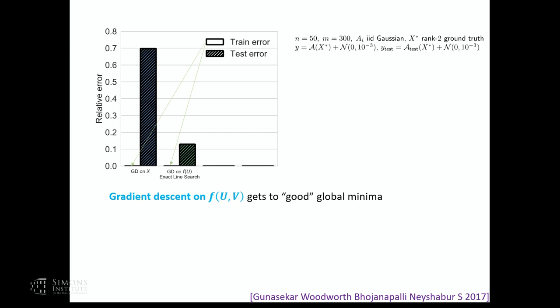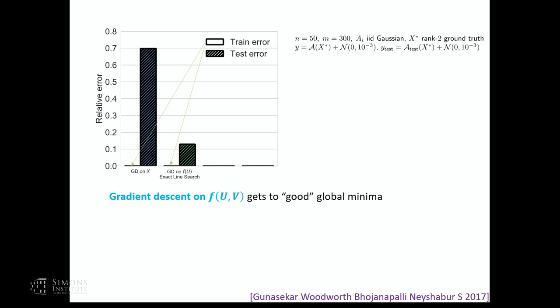But note that the model itself doesn't know this. I didn't actually limit my search to low-rank matrices. But nevertheless, just by the fact we're optimizing over V, we manage to generalize well. So this is by gradient descent with exact line search. And now let's change the optimization algorithm. We're going to change it to be a worse optimization algorithm.